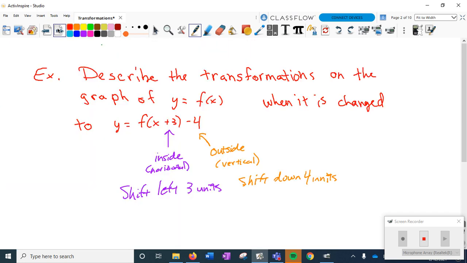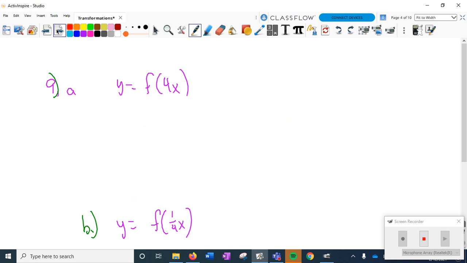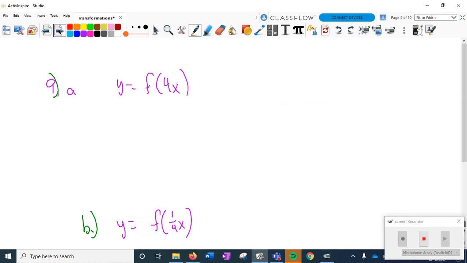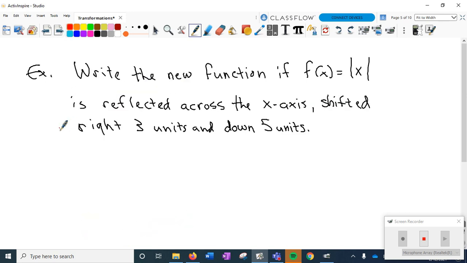So let's go the other way today. Today we are going to be given an original function and a description of some changes, and we are going to have to write the new equation. Let me give you an example of that. Hopefully you're taking notes. Pause the video as you need to, and see if you can come up with the correct answer before I do.